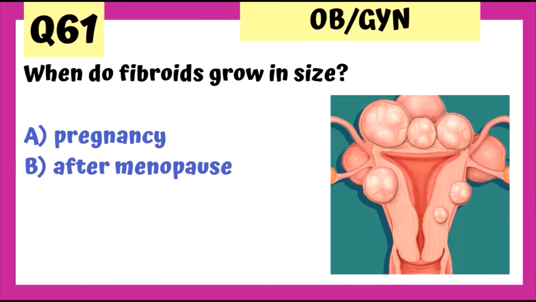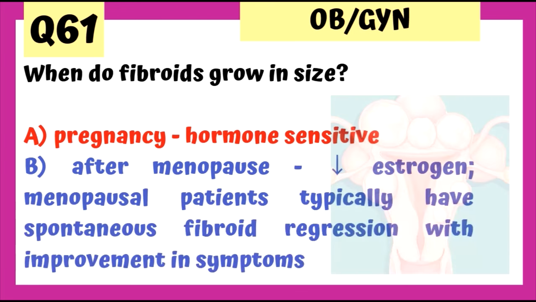Question 61, when do fibroids grow in size? Fibroids grow with pregnancy because of the increased estrogen. It's hormone sensitive, as opposed to after menopause, when they would decrease and they often resolve.